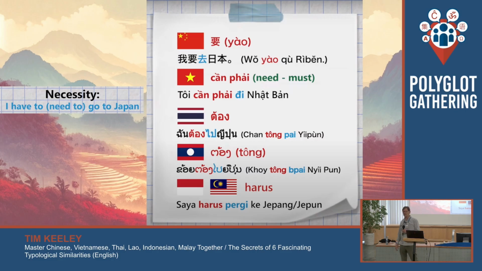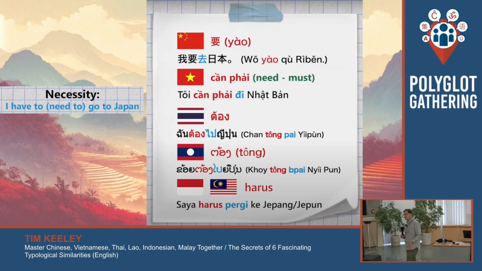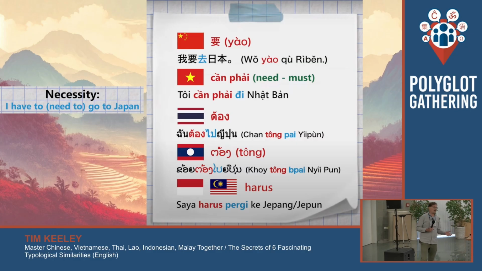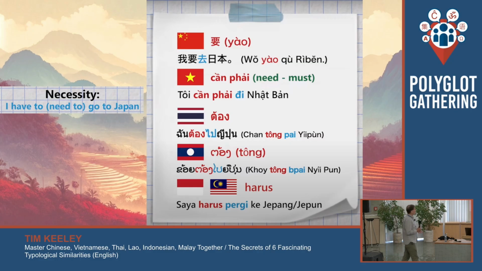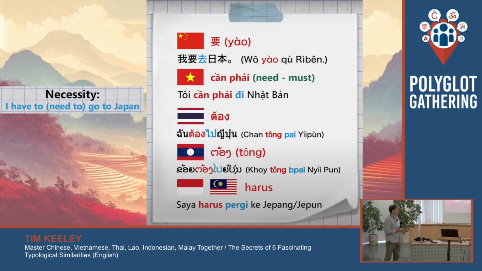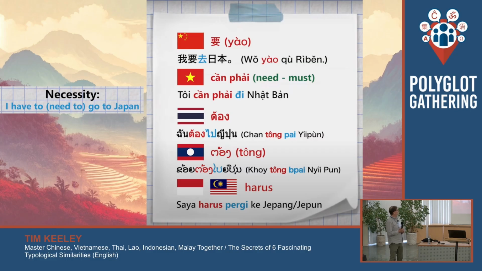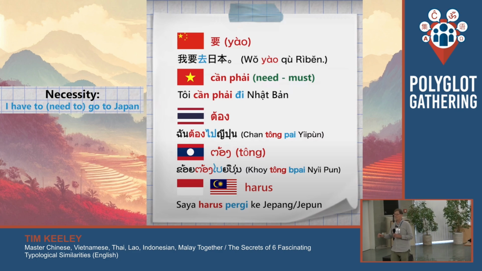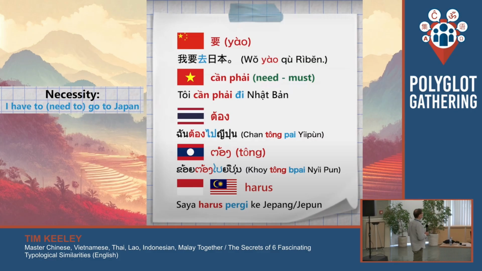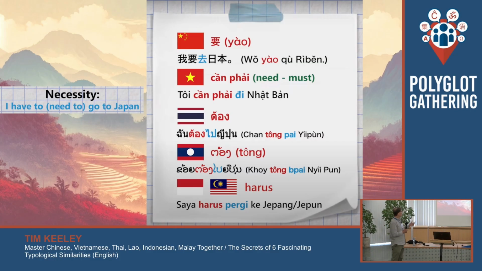Okay, so what about necessity? Again, I've already introduced yao to you, okay, and shang yao. But here it's more of a sense of I need, like need or must go, all right? So I have to or need to go to Japan. So 我要去日本. And then 赶快. So the gan by itself can have the meaning of I should or I must, but 赶快 is stronger. All right, so 對趕快đi Nhật Bản, and then dong.